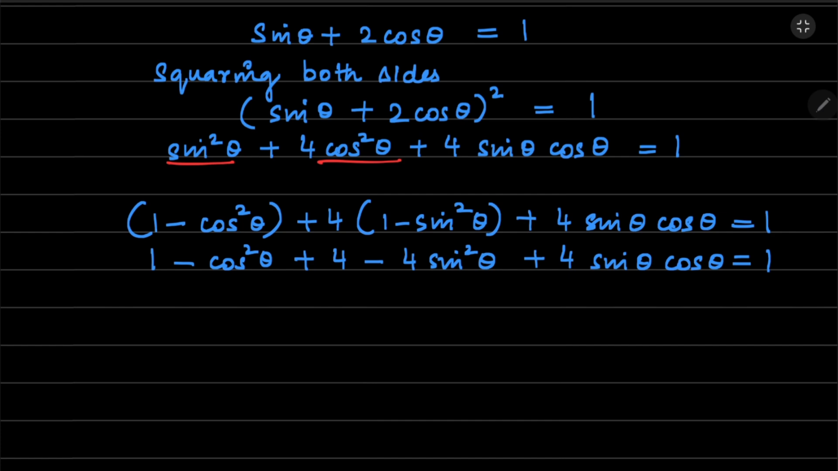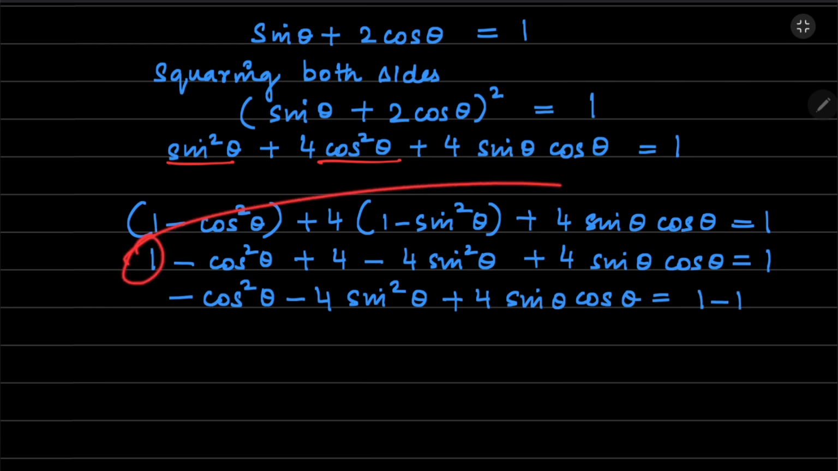Okay, so here let's take all the numerals to right hand side. So what is left is minus cos square theta minus 4 sine square theta plus 4 sine theta cos theta is equal to 1 minus 1. This 1 goes to the other side. Plus 1 goes to the other end. It becomes minus 1. Plus 4 goes to the other end. It becomes minus 4. Right? So this plus 1 minus 1 will get cancelled.